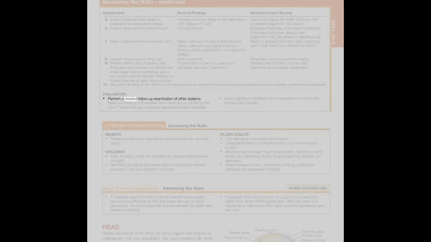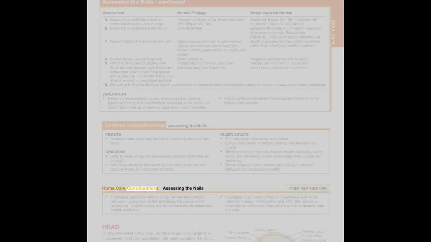Evaluation. Perform a detailed follow-up examination of other systems, based on findings that deviated from expected or normal for the client. Relate findings to previous assessment data if available. Report significant deviations from expected or normal to the primary care provider.